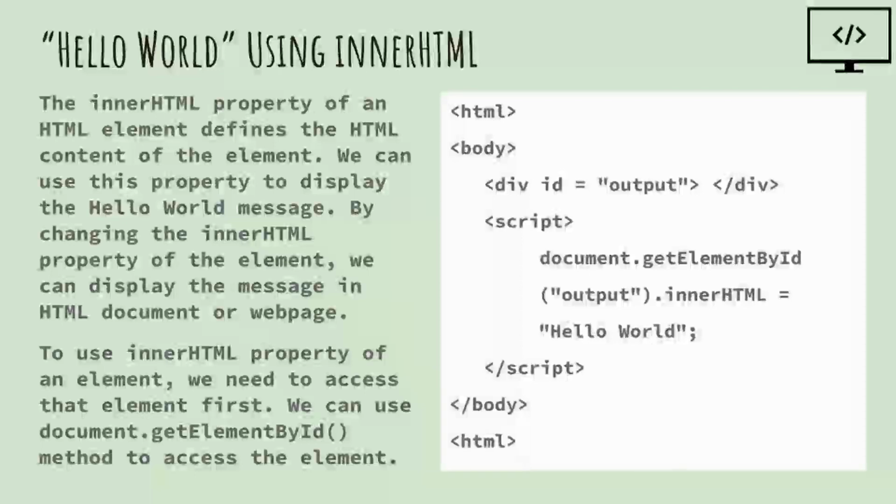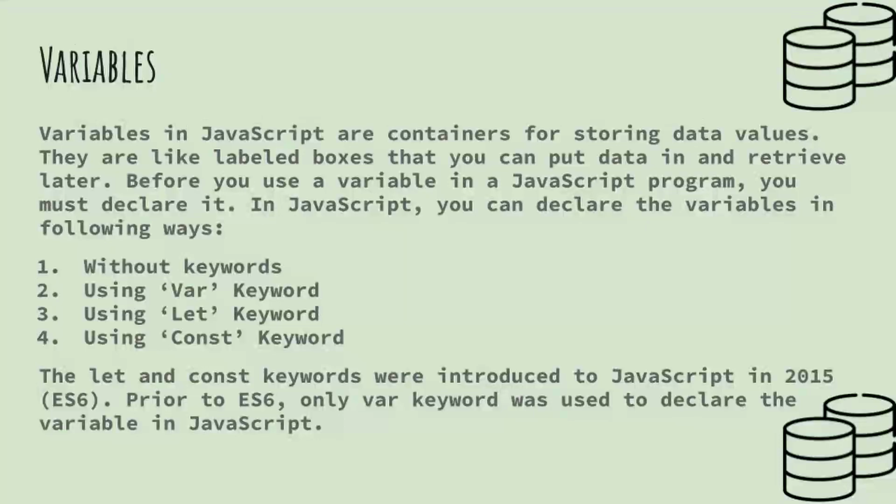With this, we have learned all the four methods of writing Hello World in JavaScript code. So let's start with our second topic, that is variables in JavaScript. First, we need to understand what variables in JavaScript are. Variables in JavaScript are containers for storing any data values. They are like a labeled box where we put any data and retrieve it later.